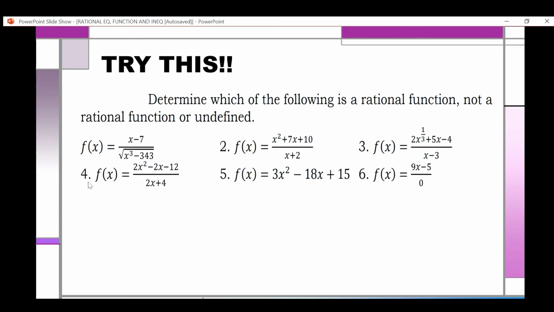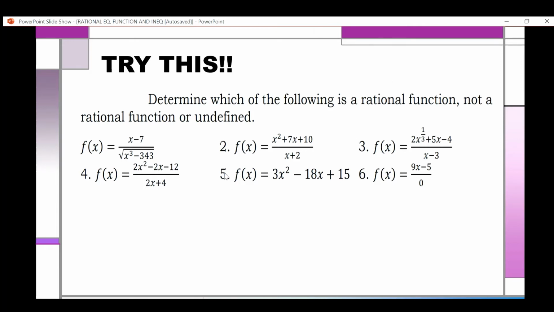How about number 4? We have f of x equals 2x squared minus 2x minus 12 over 2x plus 4. Okay, so the answer is, it is a rational function because the numerator is a quadratic function, which is a polynomial function, and the denominator is also a polynomial function, which is a linear function.